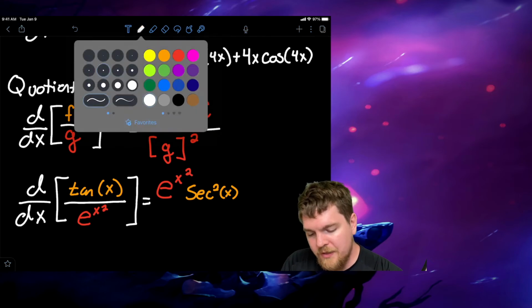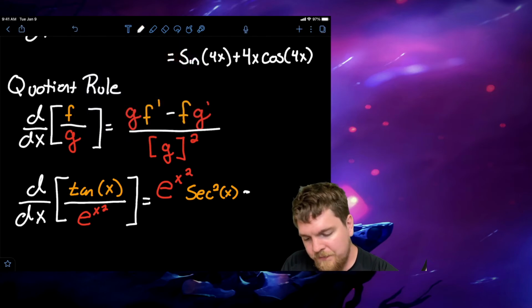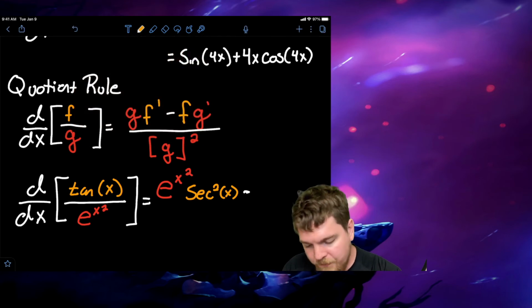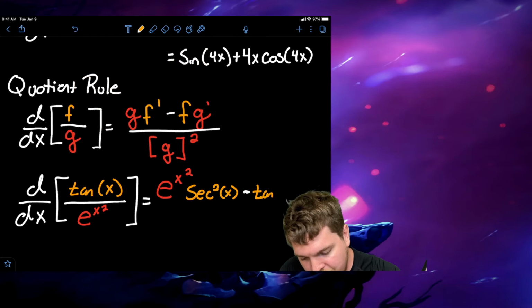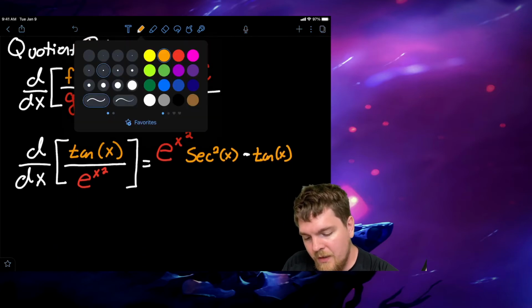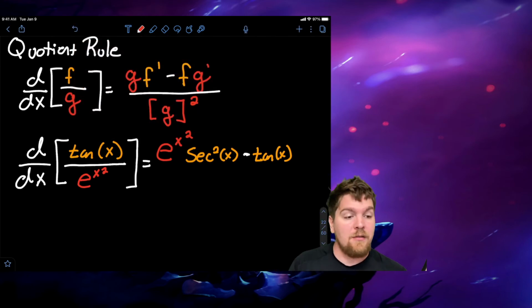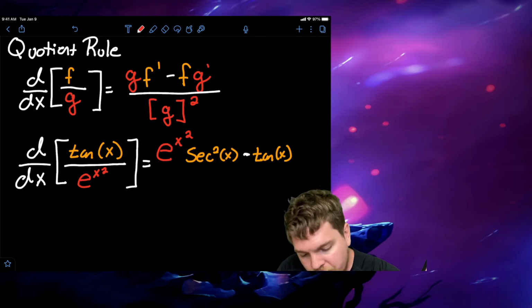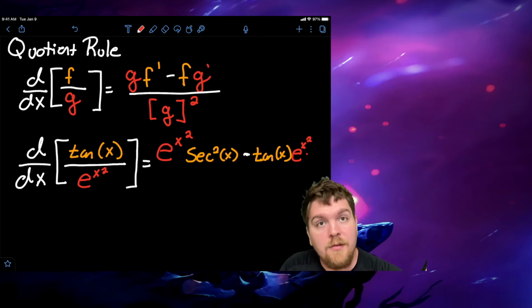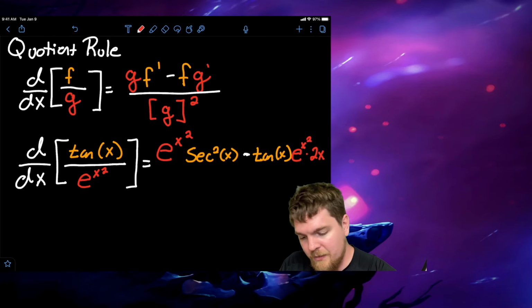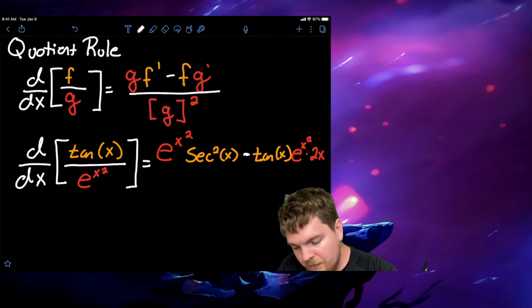Next thing the quotient rule tells us to write down is a minus sign. And now what are we subtracting? Well, we're subtracting the numerator, which in this case is just tangent of x, times the derivative of the denominator. Well, here we have this e to the x squared. So here we do have a composition of functions, so we have to use the chain rule. The derivative of e to the x squared is going to be e to the x squared times the derivative of x squared, which is 2x. And that right there is our chain rule. So there's our numerator from the quotient rule.